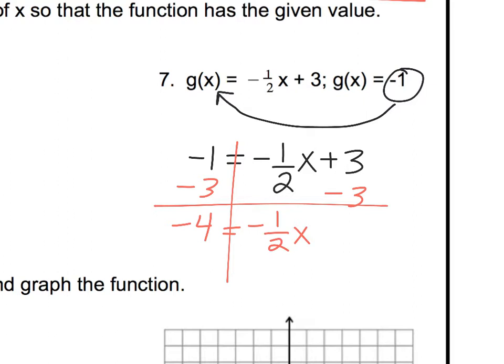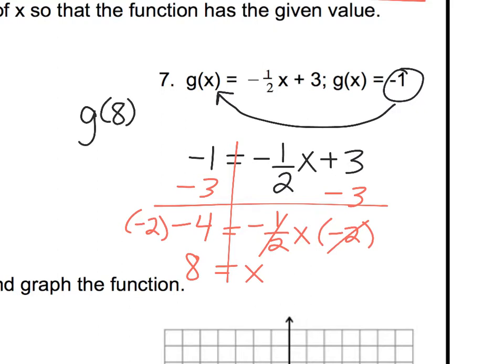So it would be negative 2 over 1, which would be just negative 2. So if we multiply by negative 2 on both sides, then we get negative 8. No, positive 8. You're right. Positive 8 is equal to x. But that's not the final. So we need to write it in function notation. So it would be g of 8 is equal to, my output is? Negative 1. That's your final answer. When you input an 8, you output a negative 1.